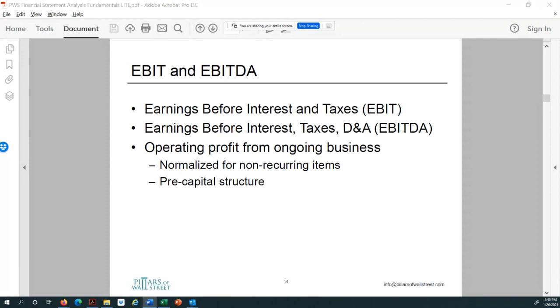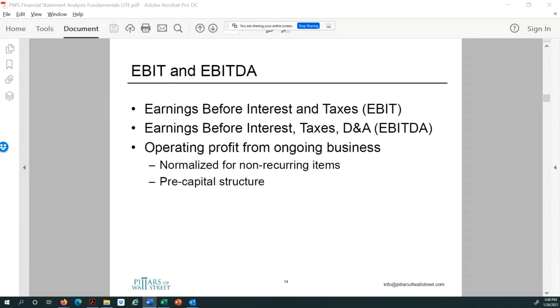Depreciation represents the spreading out of the cost of PP&E over its useful life, whereas amortization is the spreading out of the cost of intangibles over their useful life. We're going to get into that in more detail in a bit. Now, EBIT is very similar to operating profit. However, it represents a recurring figure, an ongoing figure.